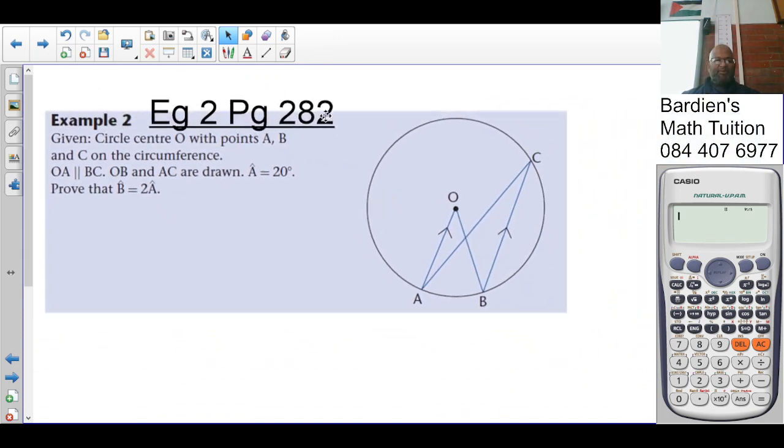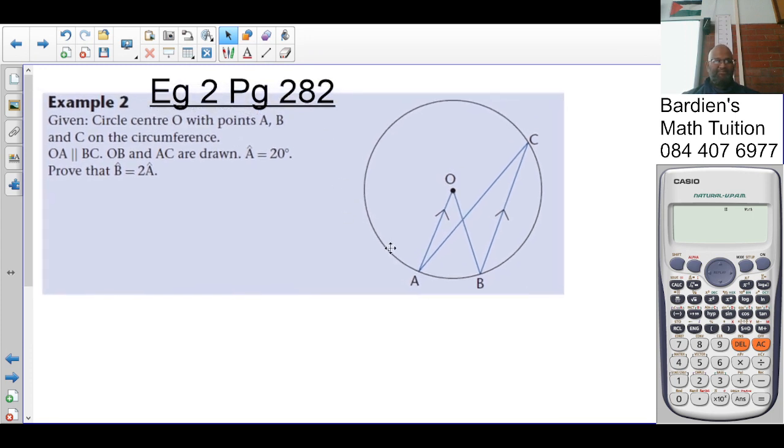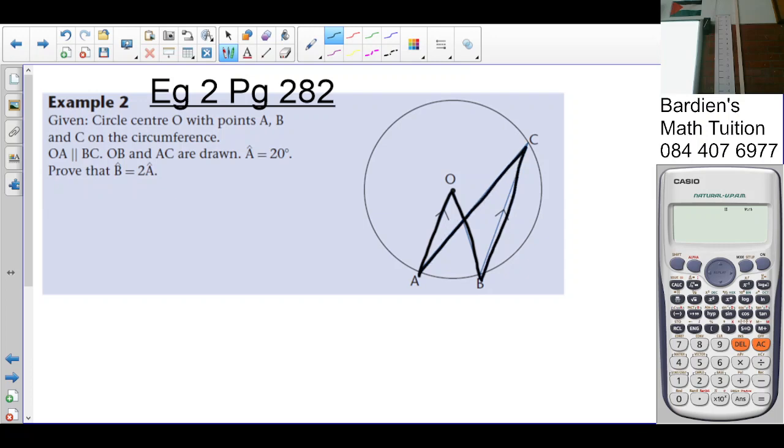So at this point, people, listen. We are given circle center O. You see the diagram now? Remember what we said earlier on? Angle at center is twice angle at circumference. Can you see that, people? So if that is 2x, then this will be 8x. That's what I was trying to show you earlier.